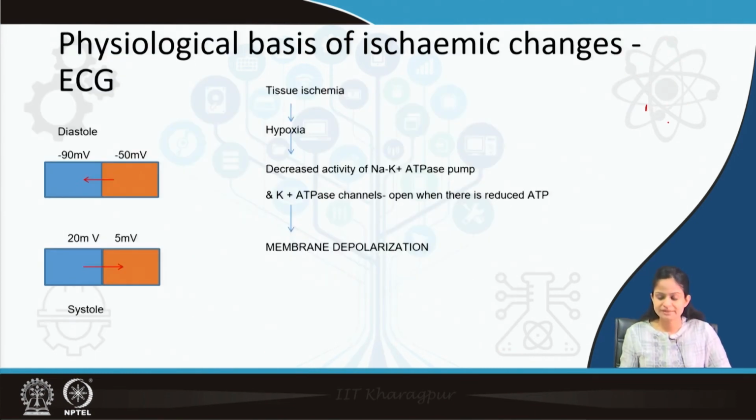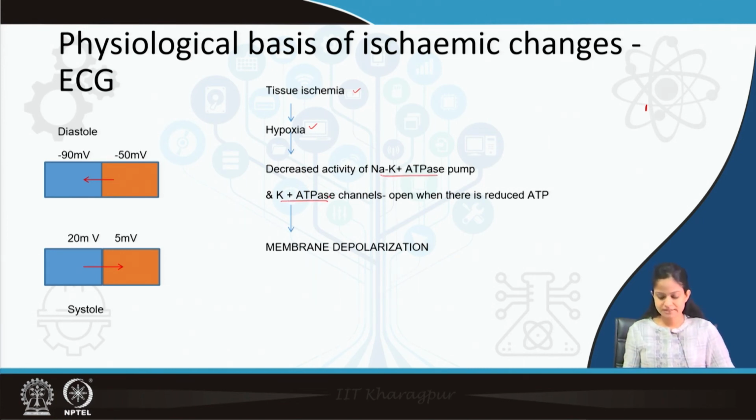So, the physiological basis of ischemic changes is very important. Generally, whenever there is tissue ischemia, the cell is undergoing an ischemic process, there is hypoxia because the oxygen concentration is decreased. So, there will be decreased activity of the sodium potassium ATPase pump as well as decreased activity of the potassium ATP channels.